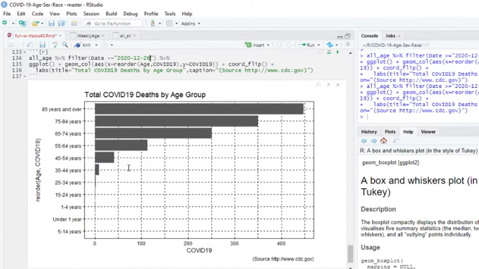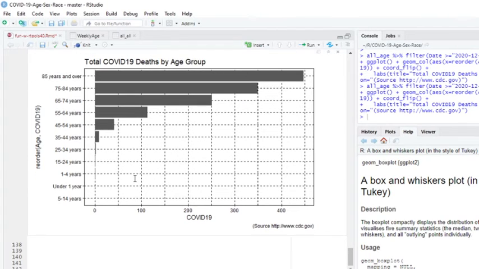Okay, now this is kind of interesting. You can see 85 and older still accounted for almost 400 deaths in the last 7 days. 75 to 84, about 350 deaths. But during the last 7 days, look at this: 65 and under, the numbers fall drastically. So apparently there weren't a lot of people dying at 64 and under in the last 7 days. Okay, so that concludes this report for the day.